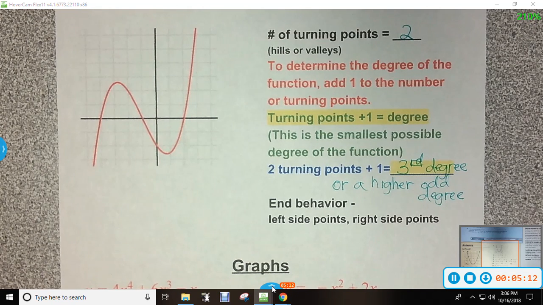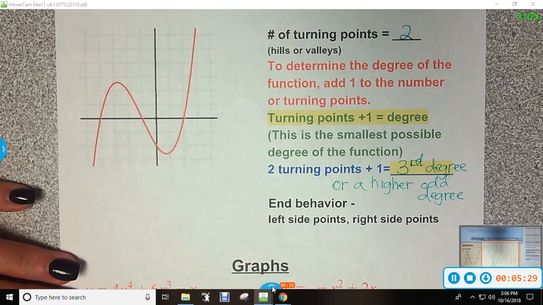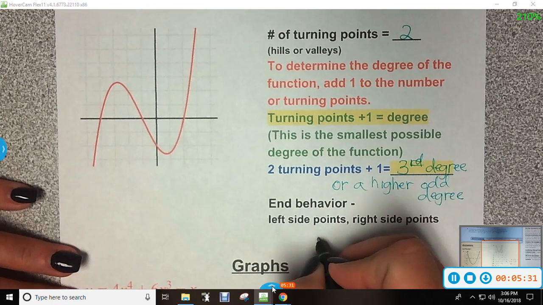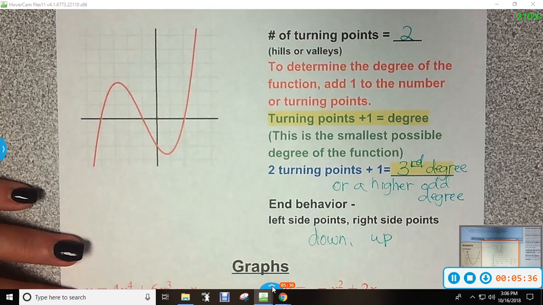Yeah, and not just that it's a higher degree, that it might be higher, but you got to specify odd or even. And when we've got the third example after this one, you'll see why it's important to know that. Okay. So what about the end behavior for this one? Which way does the left side go? Down. Which way does the right side go? Up.